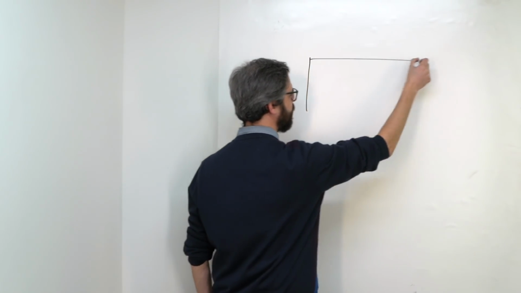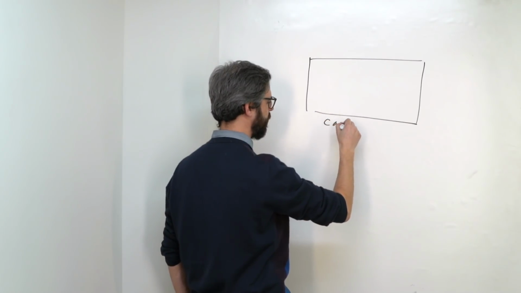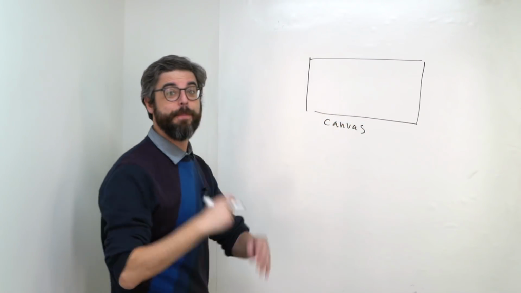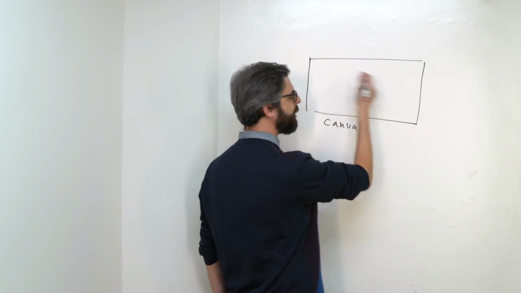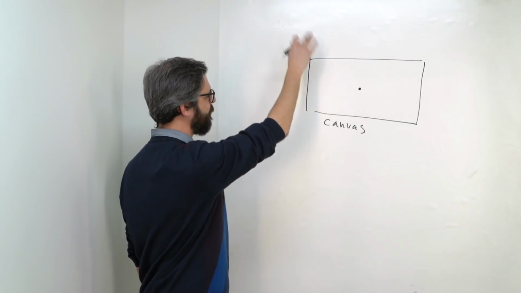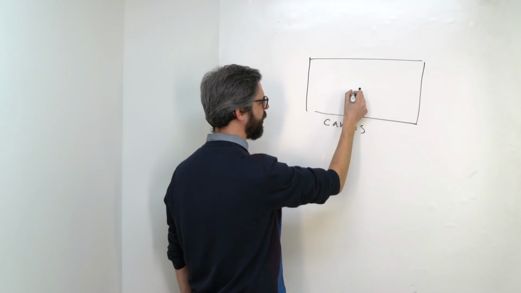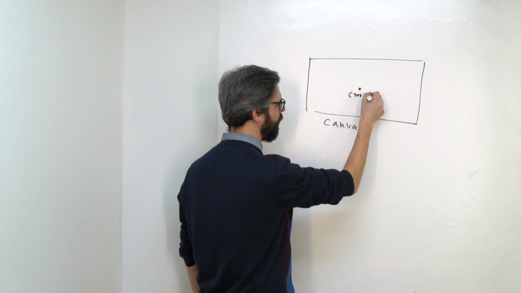I have a canvas, and I have some mover on the canvas, a particle somewhere. Let's just position it in the center. Let's say this is 600 by 400. It's not exactly drawn to scale, but close enough. So this is 300, 200.